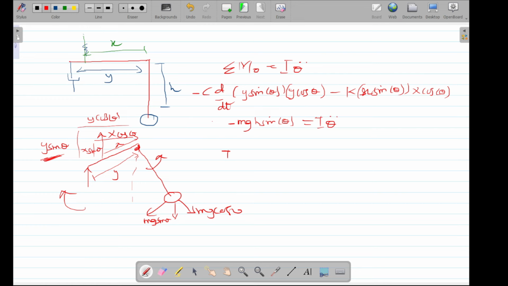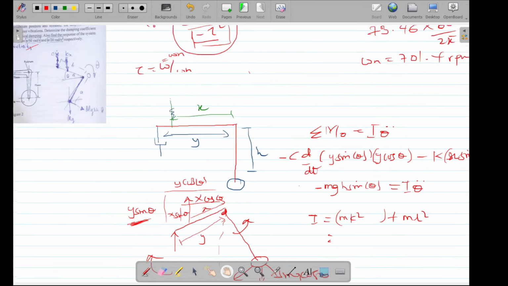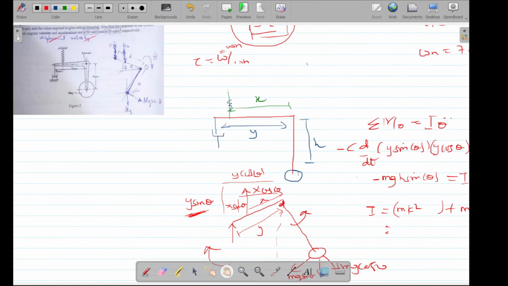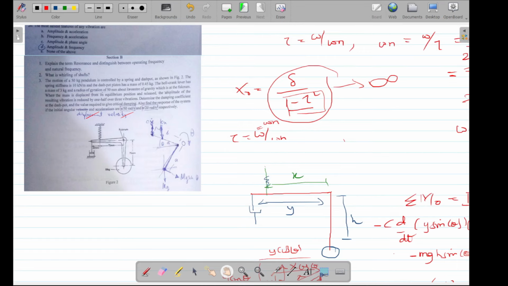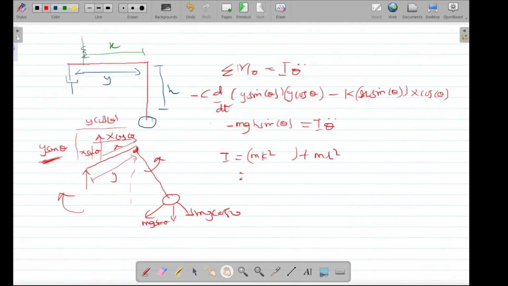Now the I, we're going to have I for the mass and then I for the fulcrum, which is going to be what? Mk squared for the fulcrum plus what? Ml squared for the mass. So for the fulcrum, the bell crank, they give us a mass of 3 kilogram and radius of gyration of 50 mm. And then this mass is 10 kilogram and we have 75 Hz. So yes, before we get into the values or number substitution, let's simplify our equation.